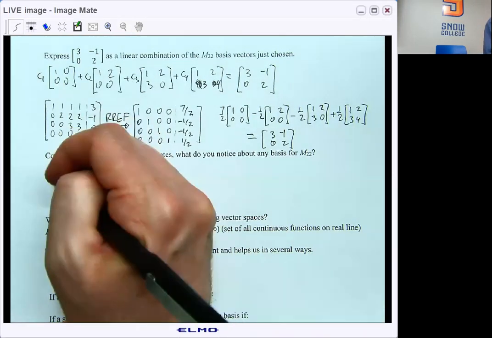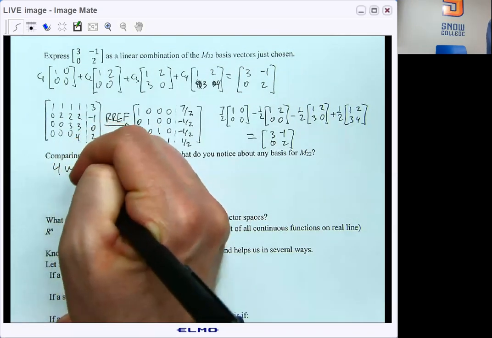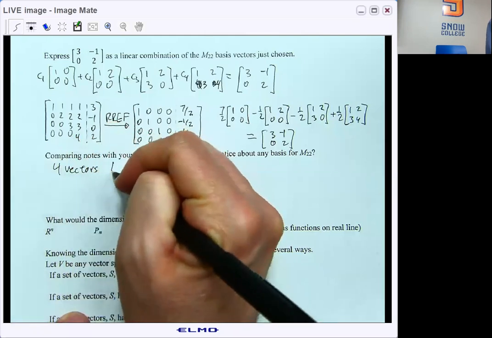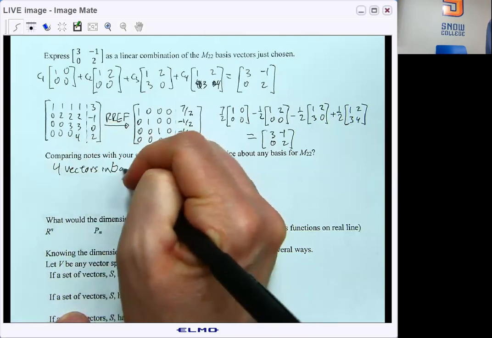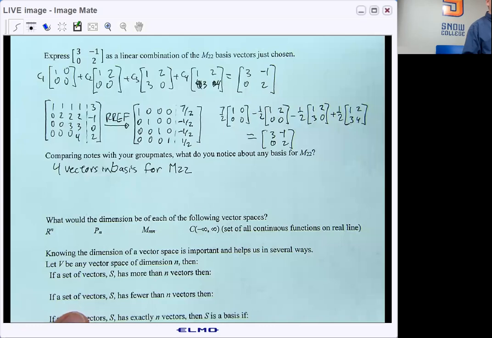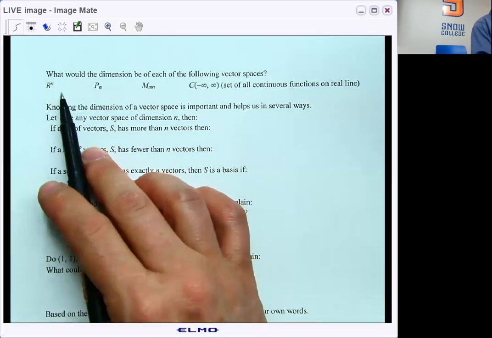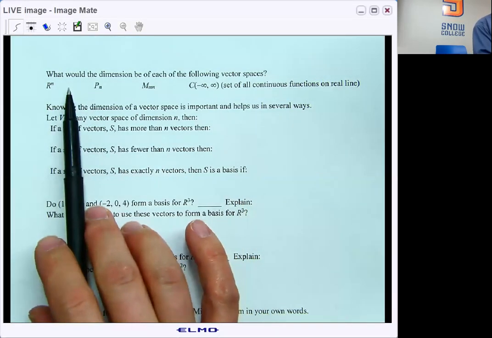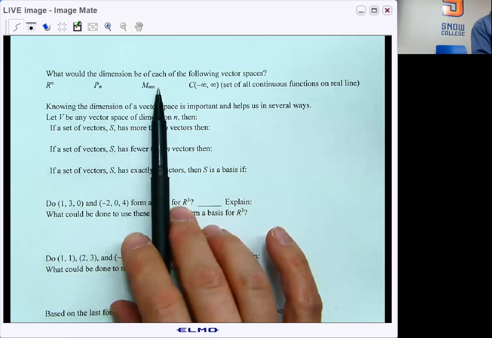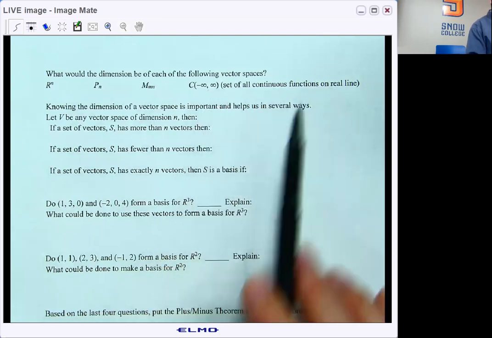And you'll notice that no matter what your basis is, each of you will have 4 vectors in your basis for M22. So what I want you to do now is think about finding the dimension for each of the following common vector spaces. We'll give you a second to pause the video, find the dimension of Rn, P sub n, M sub m by n, and C negative infinity to infinity, the set of all continuous functions on the entire real line.